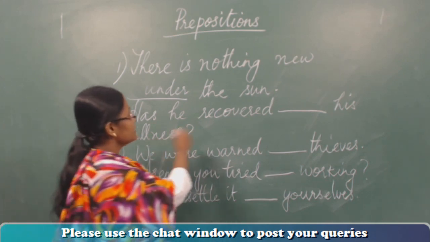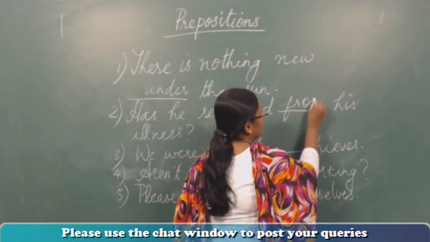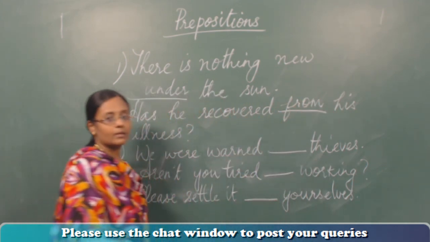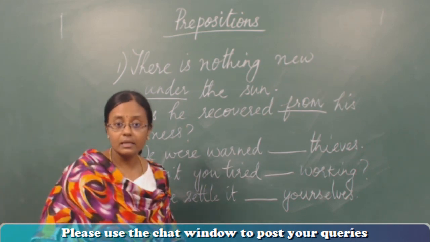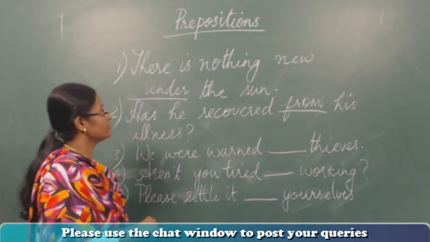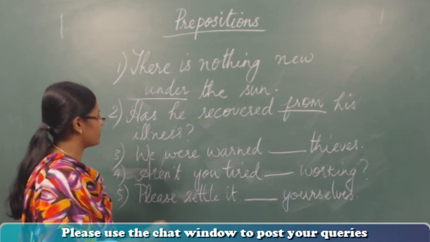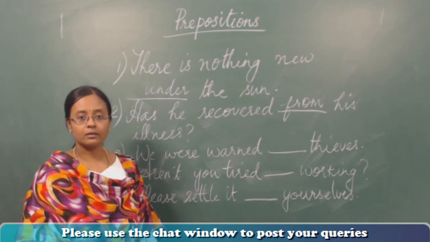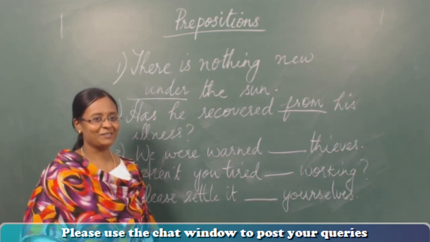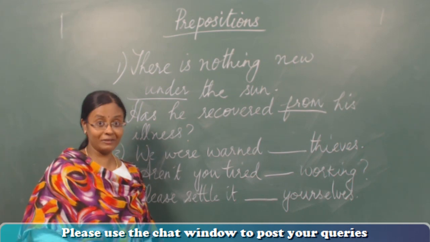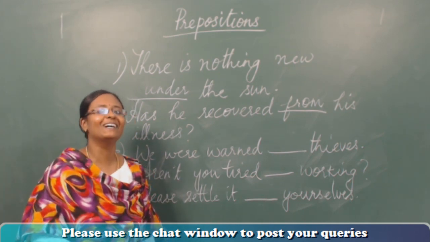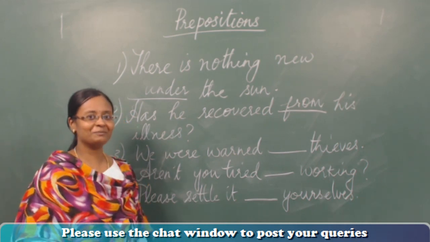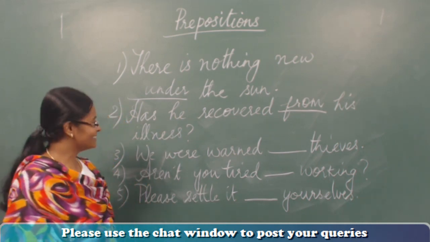Okay, has he recovered from his illness. Recovered is always from. Somebody has typed it. Subramaniam, yes, that's right. Has he recovered from his illness is right. We were warned, the third one, why? Do the thieves warn you that they are going to come and rob you? Never. Okay.